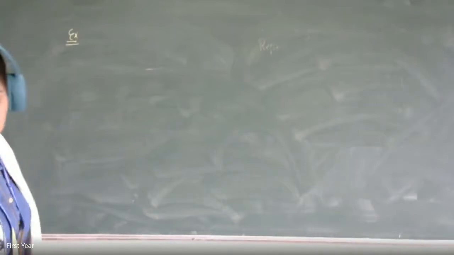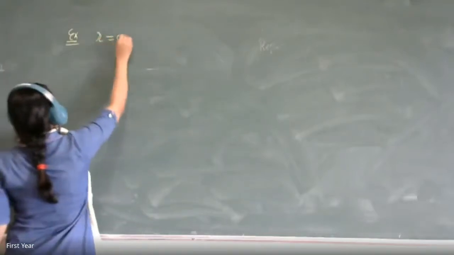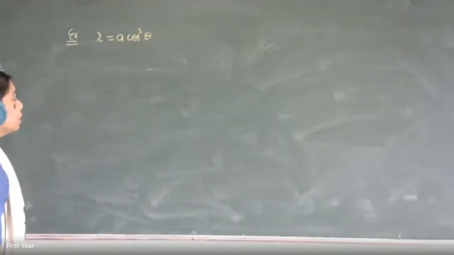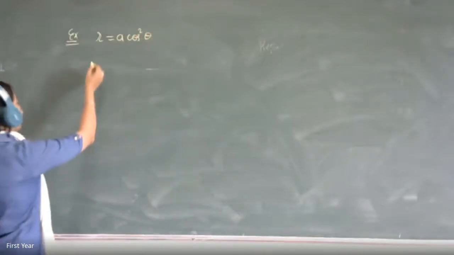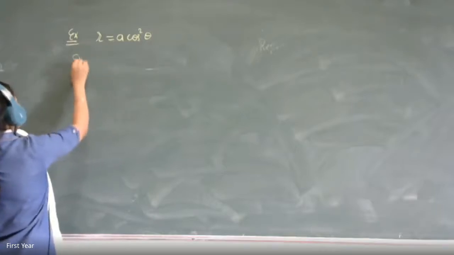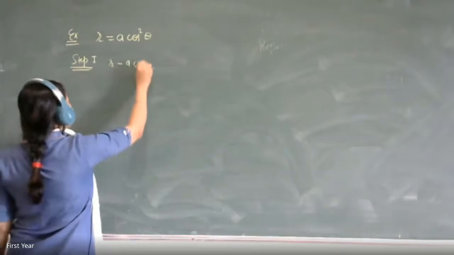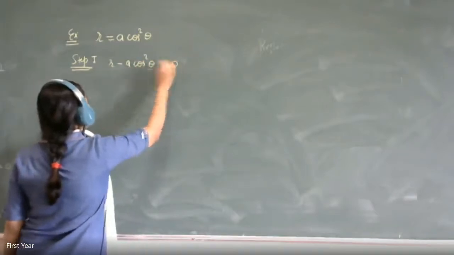r is equal to a cos square theta. Okay, question 2. A cos square theta. So already it is given in that form. If you want, you can rewrite it as r minus a cos square theta is equal to 0.